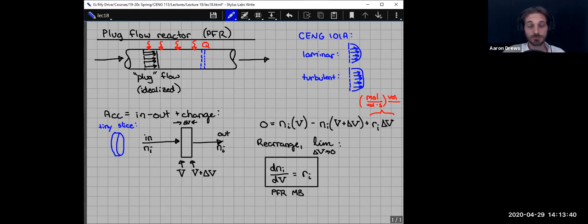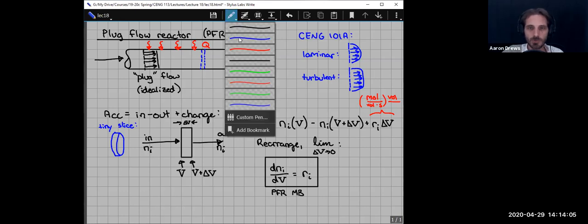That is very general. This is for liquids, this is for gases, this is for one reaction, it's for five reactions. It works for all of it. Everything about multiple reactions or phases or anything like that, it's all embedded inside the terms that are here, which is kind of impressive. There's only three terms there. There's an N sub i, a V, and an r sub i, and everything that we need is inside of there.